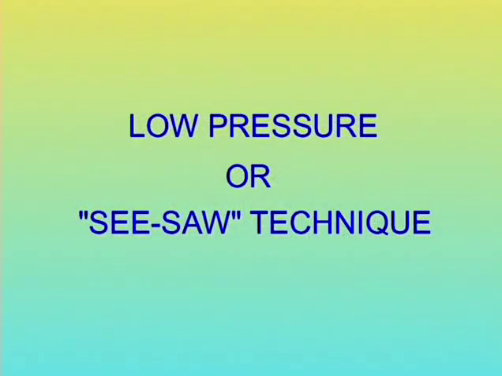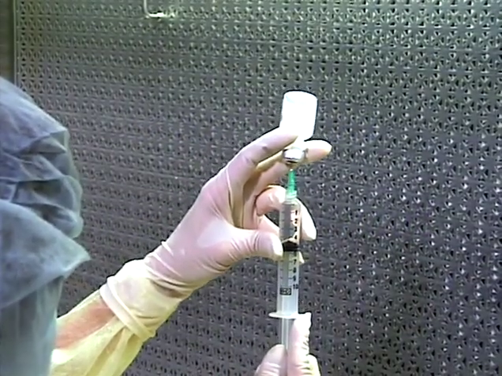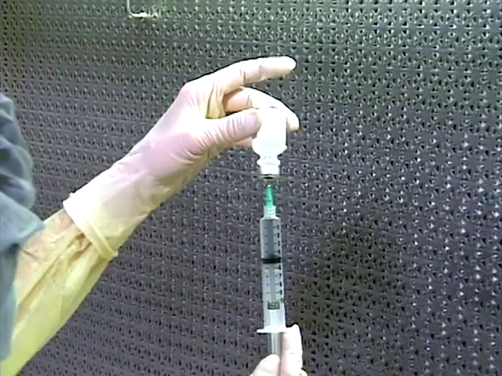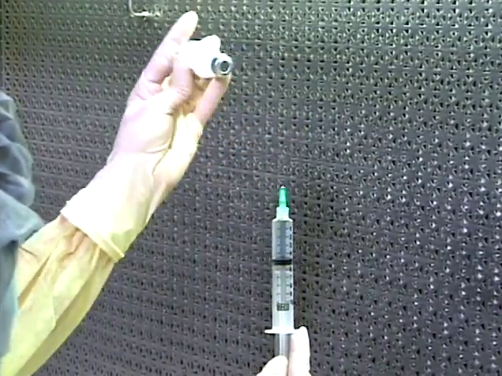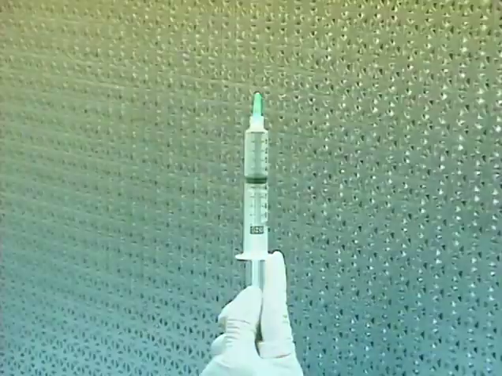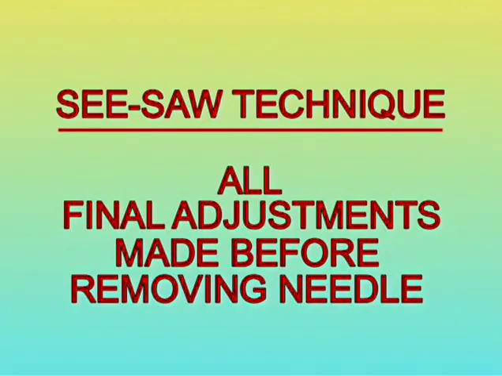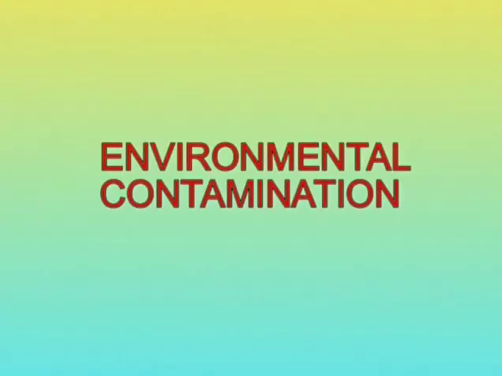Do not remove the needle from the septum until the required dose has been drawn up and all volume adjustments have been made. Remove the vial from the needle rather than the needle from the vial. This will assure better needle control. If seesaw technique is properly used and all final measurements are made prior to withdrawing the vial from the needle, no drug will be released into the environment.